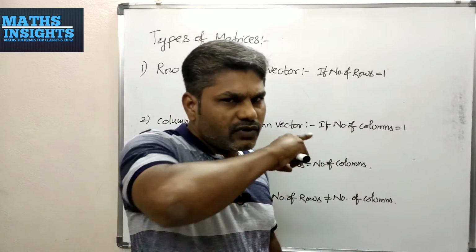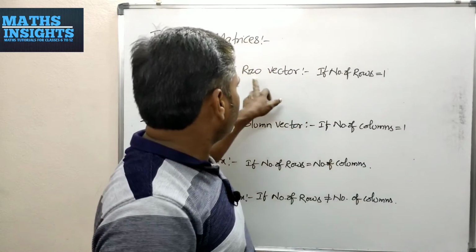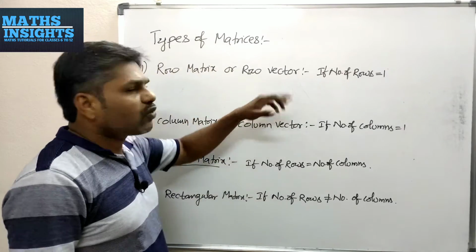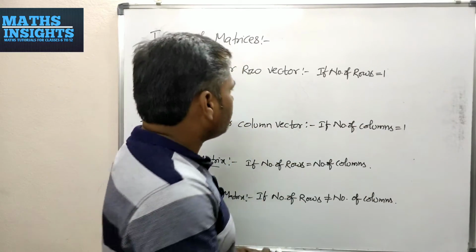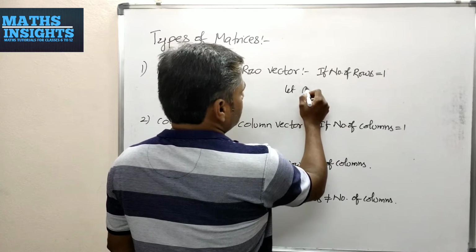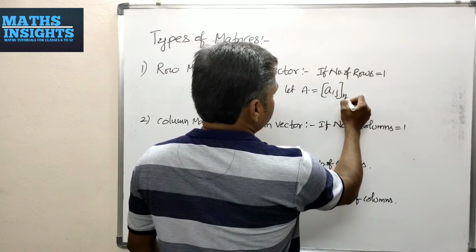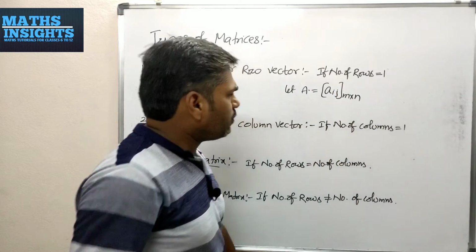Why? Because if you write horizontally, it shows the direction one way. That's why you are naming it as row vector also. For example, I am taking compact form. Let A is equals to Aij, whose order is m by n. You know this is a compact form.